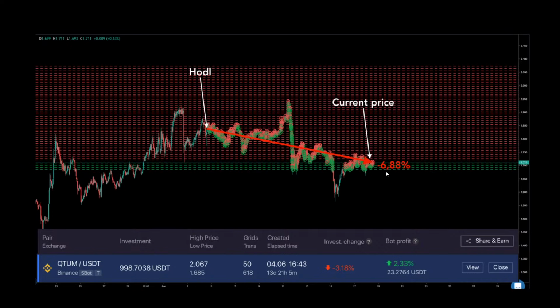Because what I said at the very beginning is that bots are indifferent towards the price direction. They can generate returns on the rising, on the sideways, and even on the falling market.